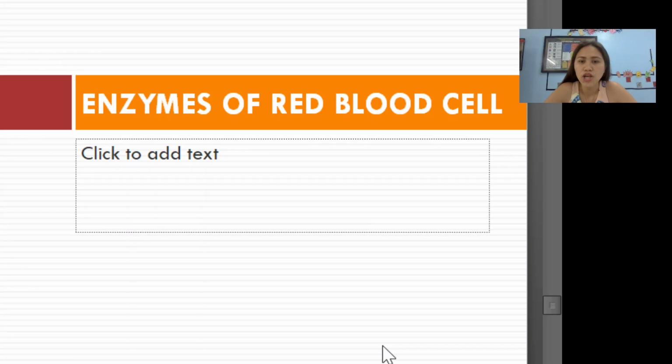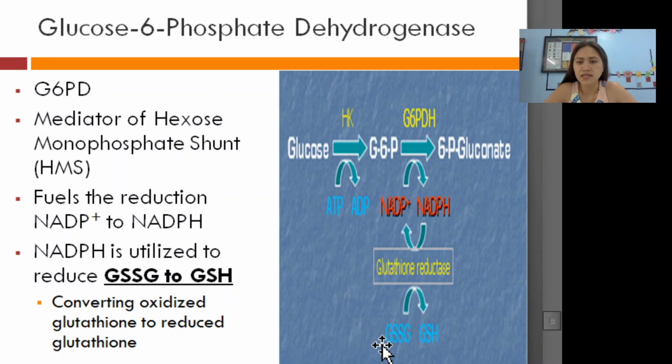So, enzymes of the RBC. Of course, I mentioned a while ago G6PD, or glucose-6-phosphate dehydrogenase. It is one of the enzymes in your hexose monophosphate shunt. In fact, it is a mediator of that pathway. It fuels the reduction of NADP to NADPH. And then the NADPH is the one utilized to reduce your glutathione to its reduced form.